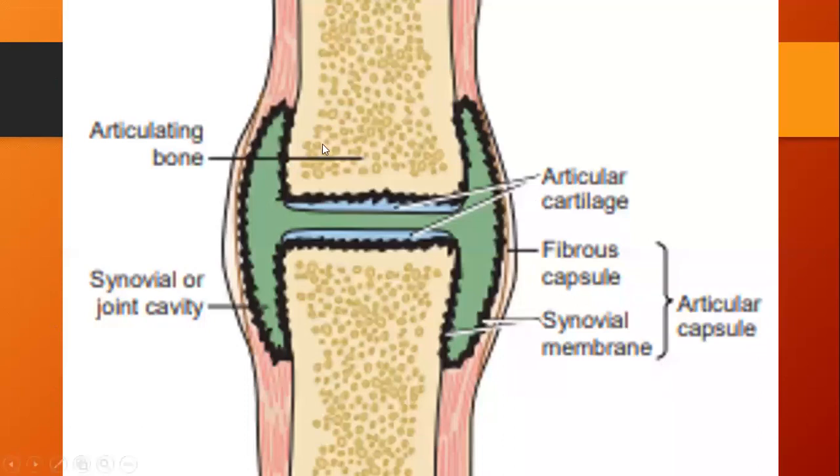Now, this is a picture showing us an articulating joint. Okay? Take note that the two bones do not come in contact with each other. In fact, they are lined by an articular cartilage, and inside that articular cartilage is an articular space. Okay? And that articulating space is where you can find your synovial fluid or joint fluid.